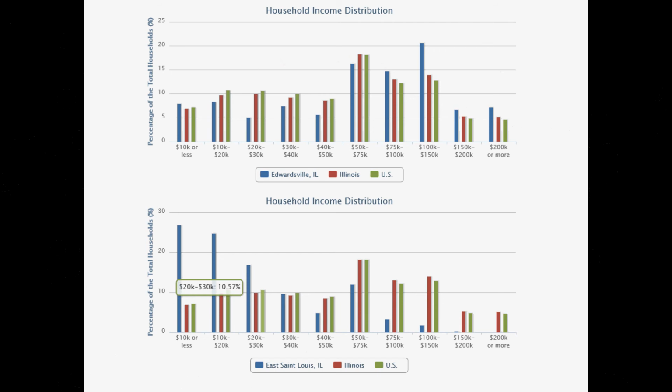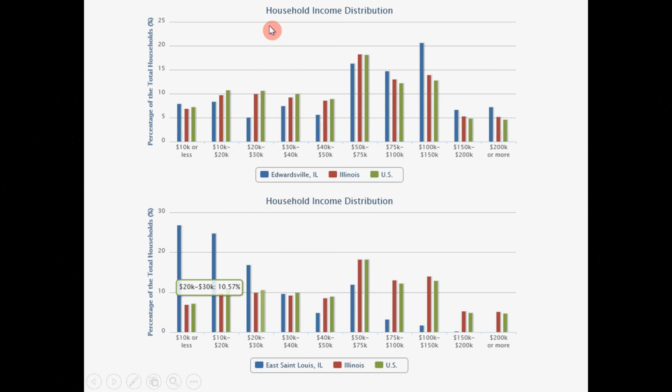And household income distribution. Blue is Edwardsville, red is Illinois, and green is the U.S. average. So you can see that the percentage in low value areas is lower than the state and national average. The percentage in high value areas is higher than the state and the national average. This is the income.